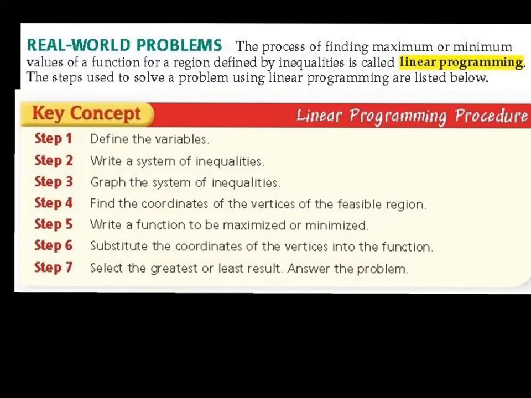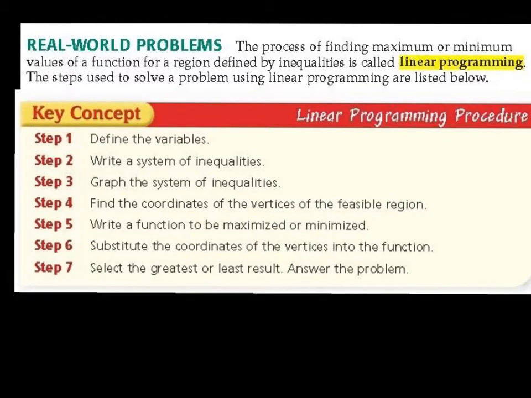First step, define the variables. Second, write a system of inequalities. Third, graph the system of inequalities. Fourth, find the coordinates of the vertices of the feasible region. Fifth, write a function to be maximized or minimized. Sixth, substitute the coordinates of the vertices into the function. And seventh, select the greatest or least result. Answer the problem.